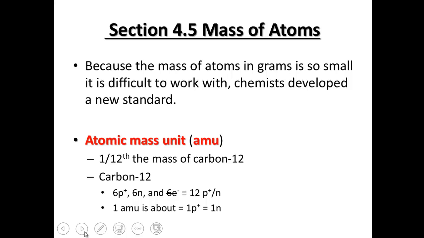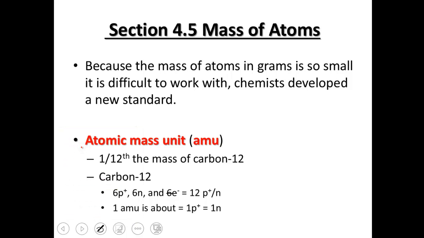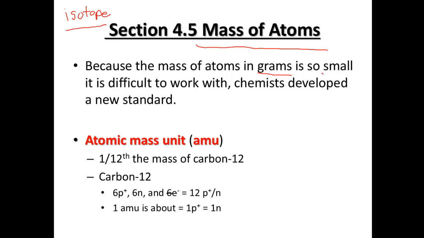Today we're going to talk about our last section, section 4-5, the mass of the atoms. And our key idea we're going to be looking at is the idea of the isotope. What we're going to be looking at today is the idea that because the mass of the atoms in grams is so small and difficult to work with, the chemists have developed a new standard.